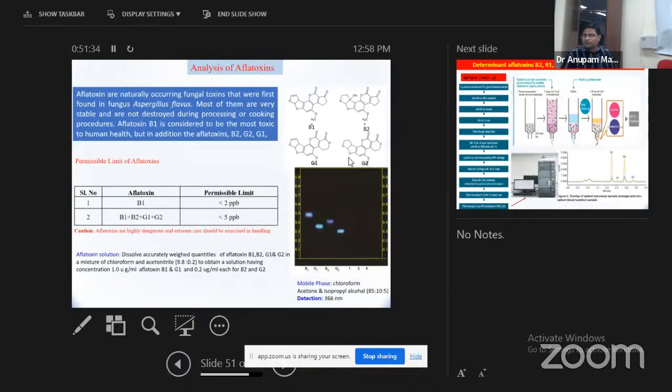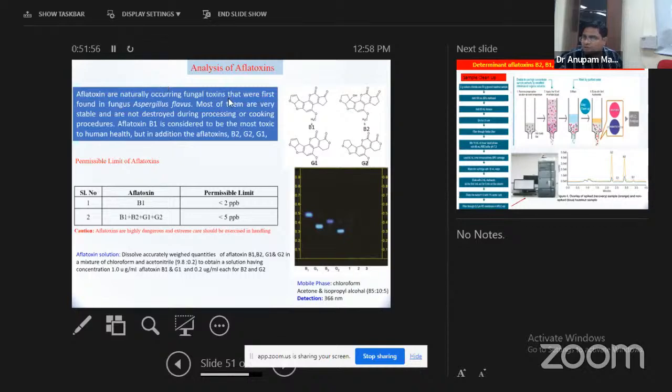Now coming to aflatoxin. In the available pharmacopoeia method, there is a visual method for determining aflatoxins. This is the limit for aflatoxin in the pharmacopoeia: B1 should not be more than 2 ppb, and the total of B1, B2, G1, and G2 should not be more than 5 ppb.